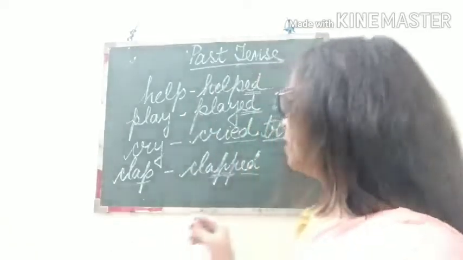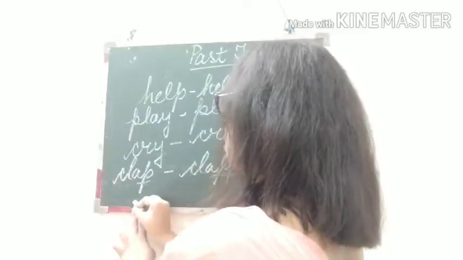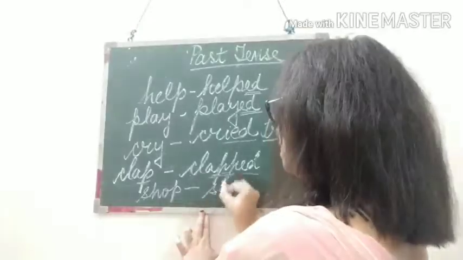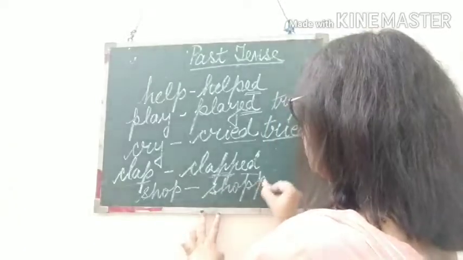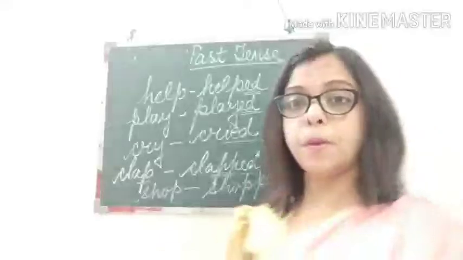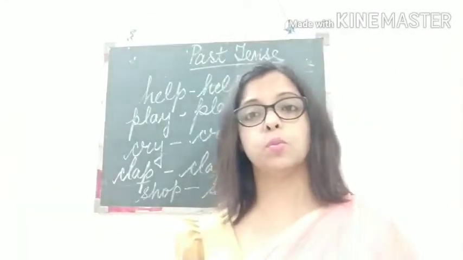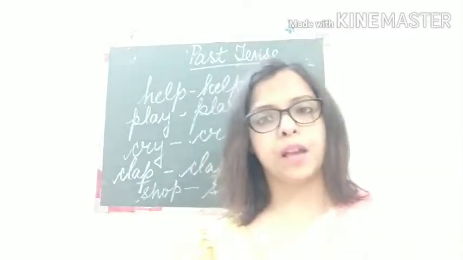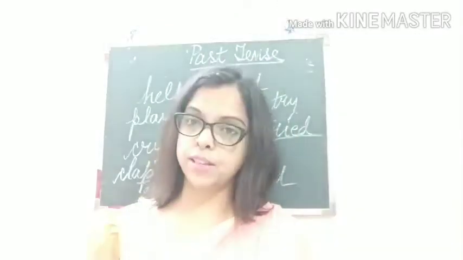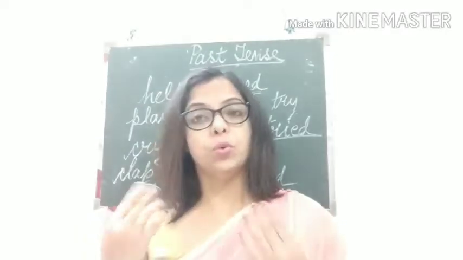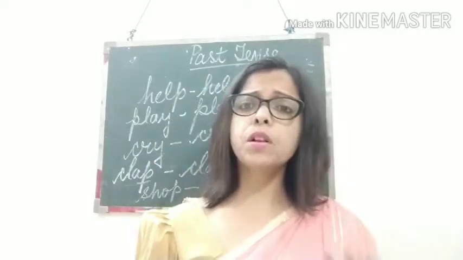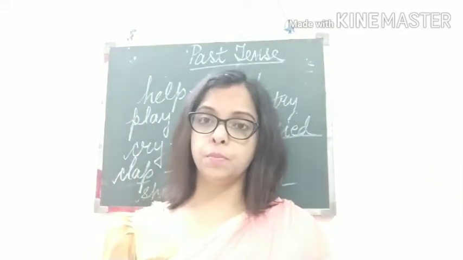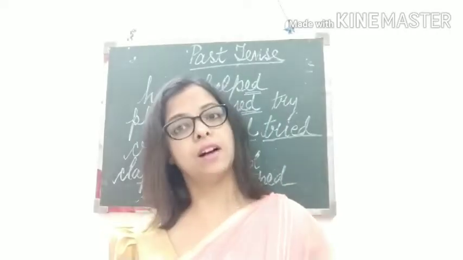Okay, if I take another example like shop, S-H-O-P, shop, then it becomes S-H-O-P-P-E-D. I shopped yesterday. So it also becomes, the last letter just doubles. Okay, so children, I hope it is clear to you that in present tense we use the verb as it is, or we add s or es, and in the past tense we add ed or ied.